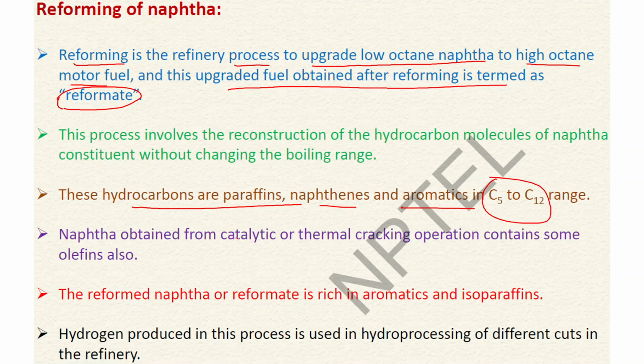Naphtha obtained from catalytic or thermal cracking operations contains some olefins also. As I told, the naphtha that we get from the crude distillation unit does not contain any olefin. As we know, crude oil doesn't have any olefin content, but from the secondary units, mainly the catalytic cracking or thermal cracking units, we sometimes get olefins also.